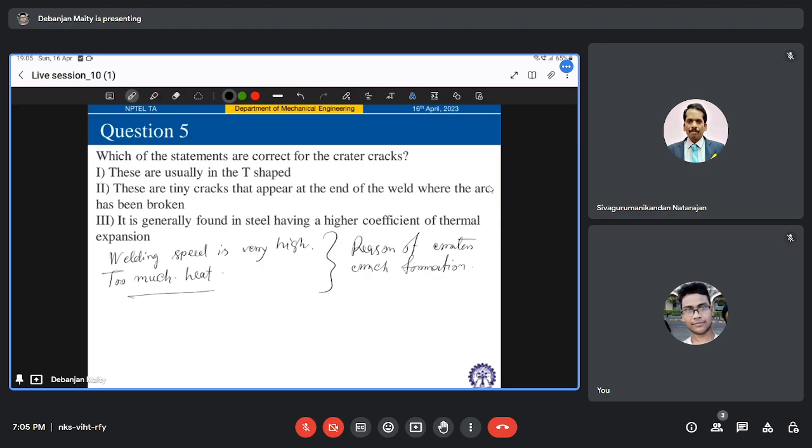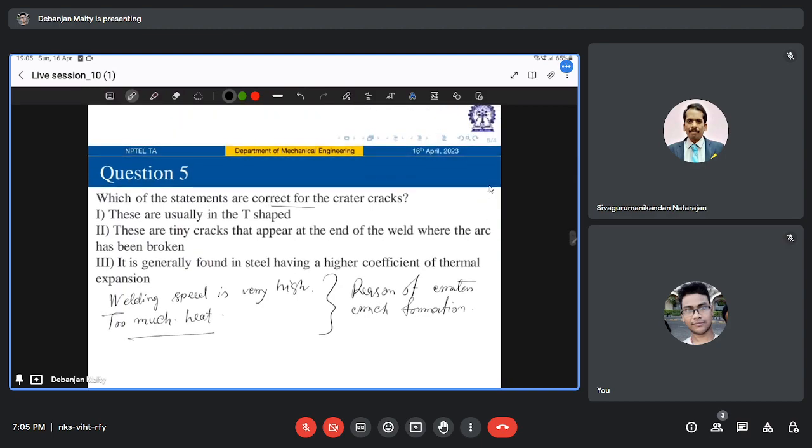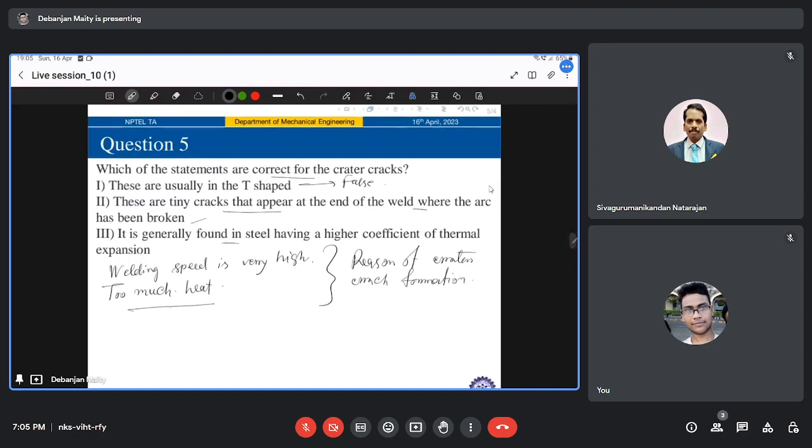Yeah, that's it. So coming to this question, which of the statements are correct for this crater crack? These are not usually T-shaped, so this is a false statement. And yes, these are tiny cracks that appear at the end of the weld where the arc has been broken, and it is generally found in steel having a higher coefficient of thermal expansion. Sure. So options 2 and 3 are correct.